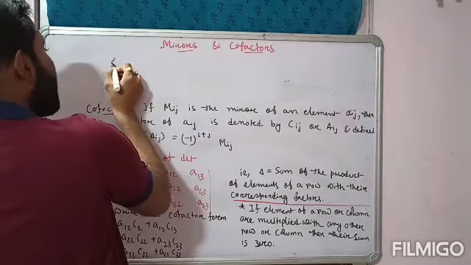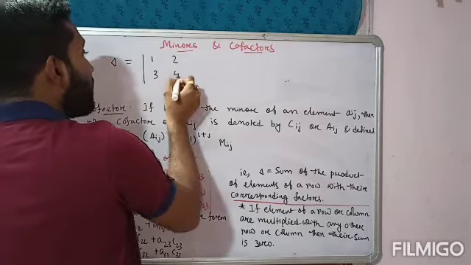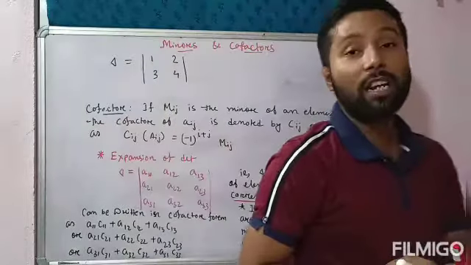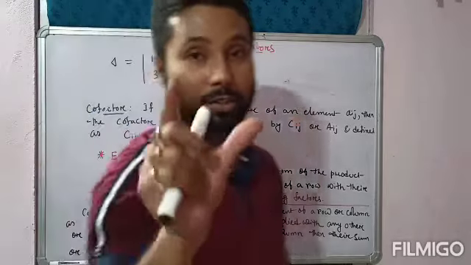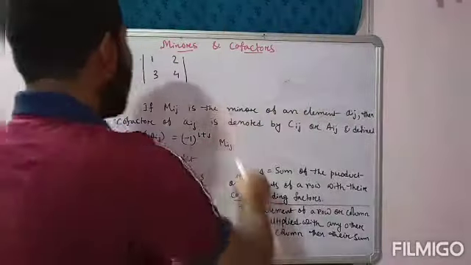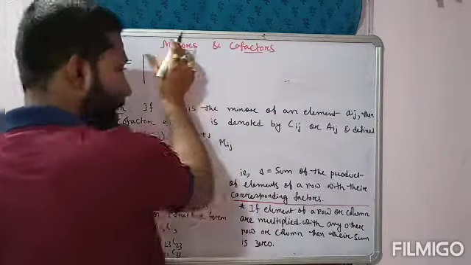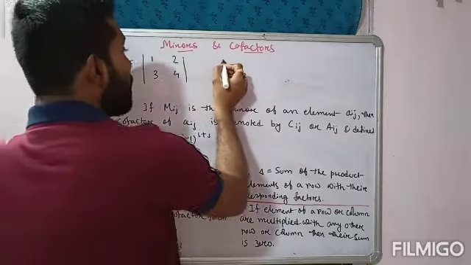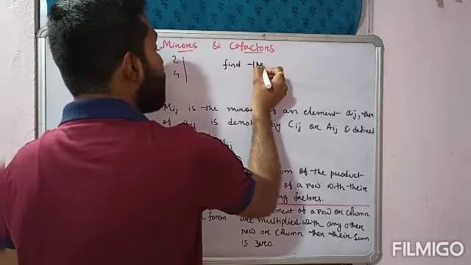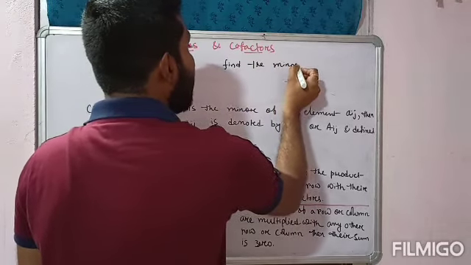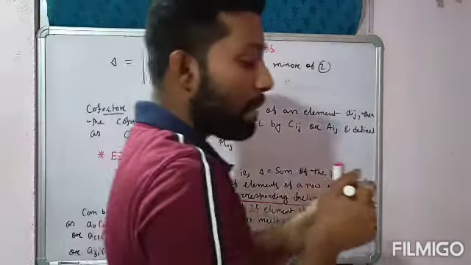Suppose one determinant is given. Determinant delta is equal to 1, 2, 3, 4. It is a determinant of order 2. Determinant is a number associated to a square matrix, so the matrix should be a square matrix, right? So here I am giving an example of order 2. The question is: find the minor of 2, meaning the minor of the element 2 has to be found.